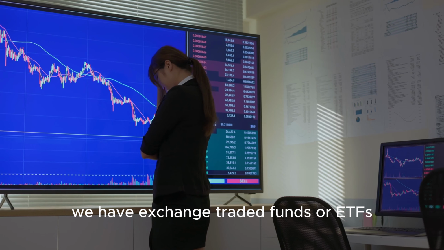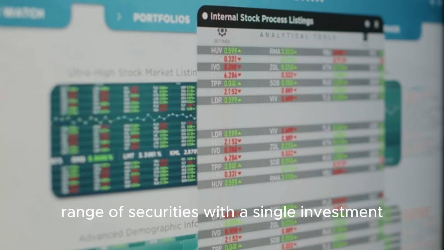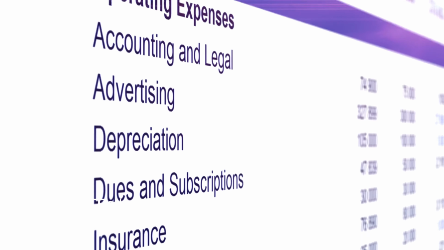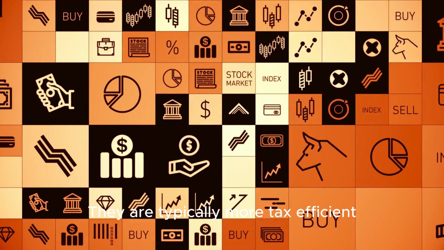Next up, we have exchange-traded funds, or ETFs, which are investment funds traded on stock exchanges. They allow investors to diversify their portfolios by investing in a wide range of securities with a single investment. ETFs have gained immense popularity worldwide because they offer several advantages over traditional mutual funds. They are typically more tax efficient, have lower fees, and are highly liquid and flexible. Some examples include SPY, QQQQ, TQQQ, SQQQ, and UVXY.